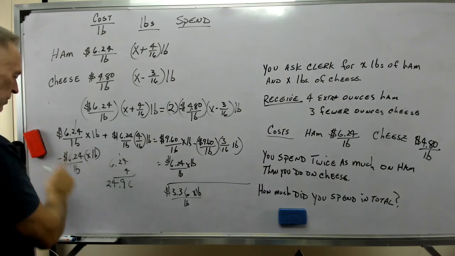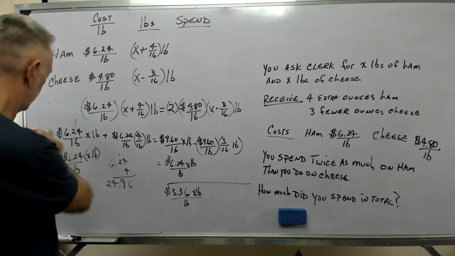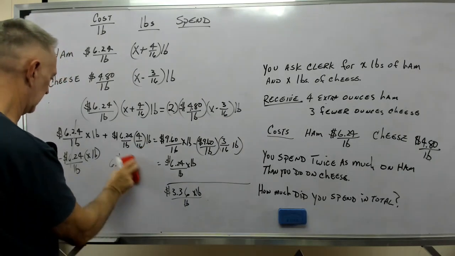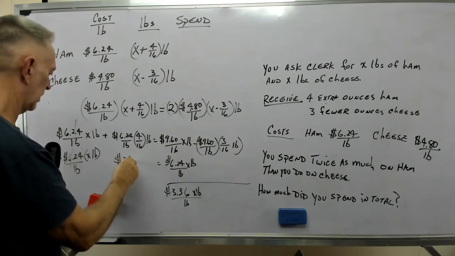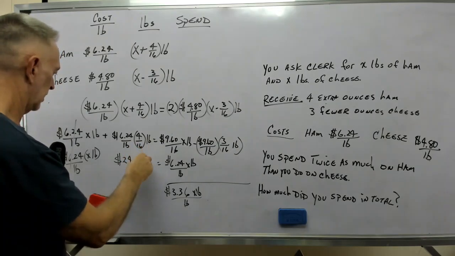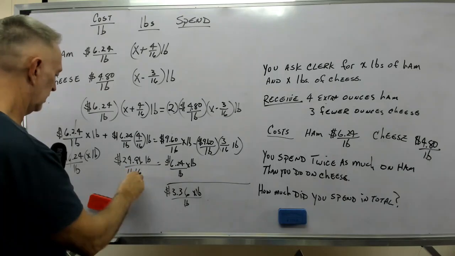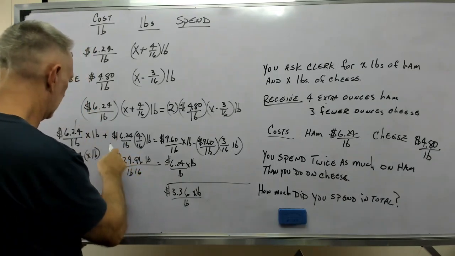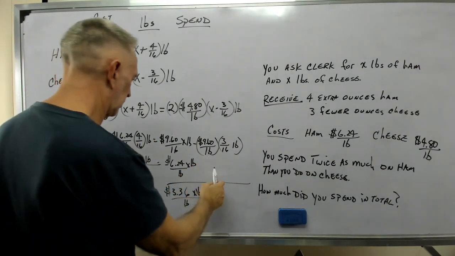Alright, so 24.96 per pound over 16. Sorry for the barking dog. Pound over 16. Okay, that's that one plus. Now let's work with this one over here.